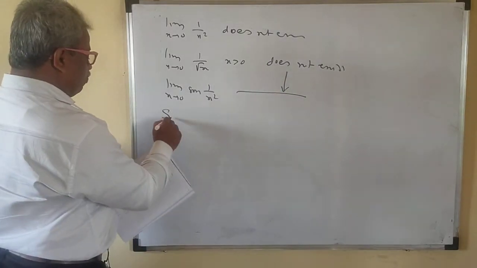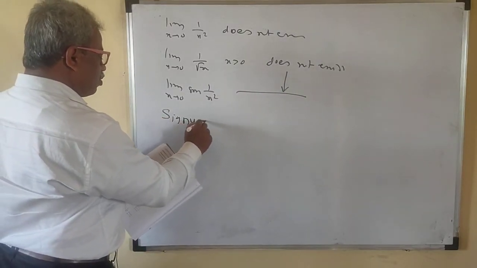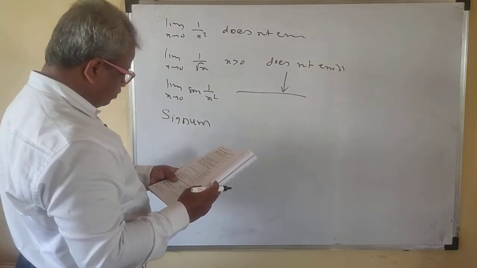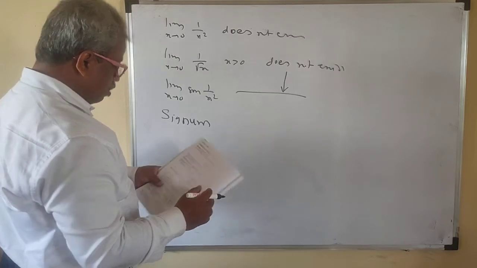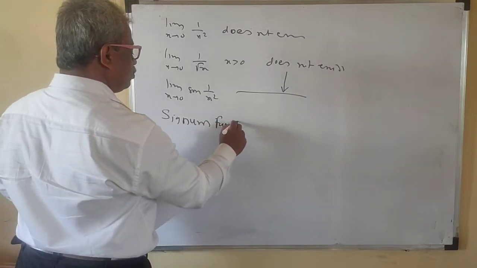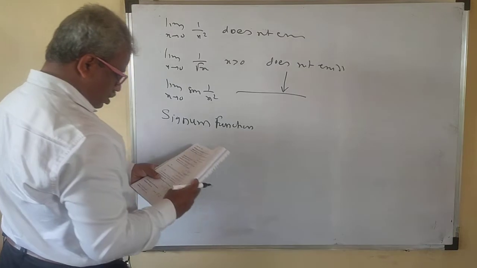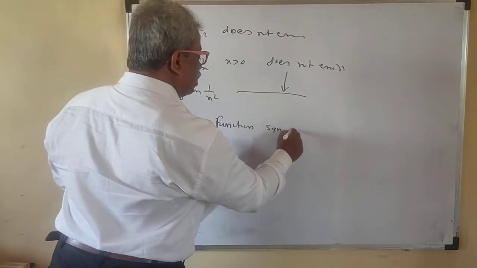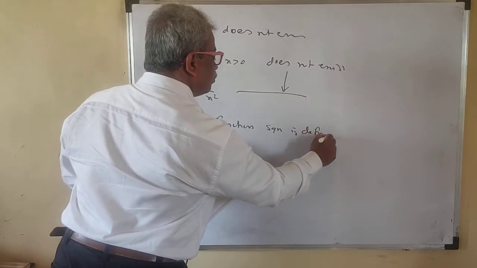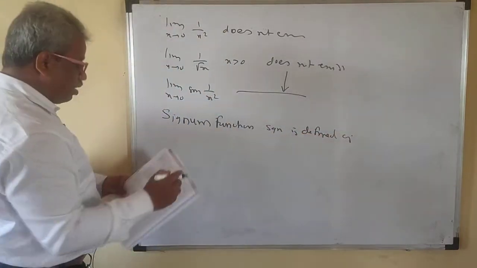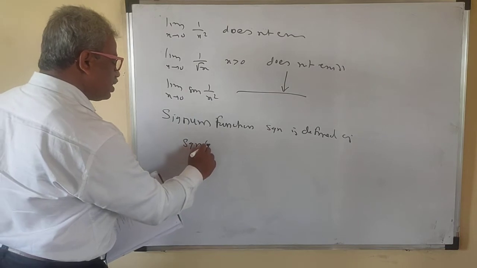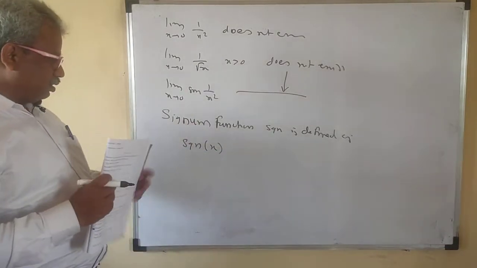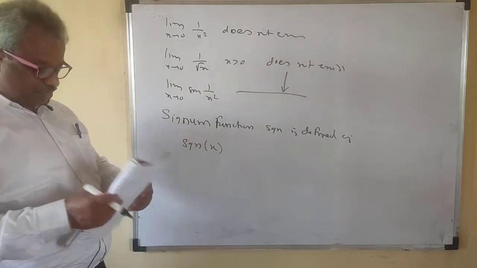This is what? Signum function. So this is read as signum function. Signum function is defined as, this is very important here. Actually this is read as signum function. The spelling of this is what? Signum function. See, just read as signum. Okay.